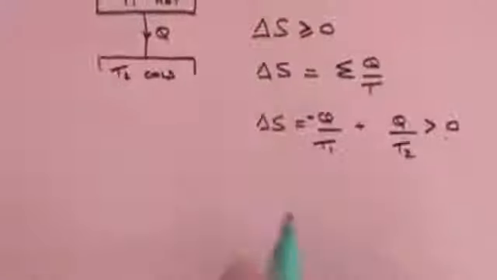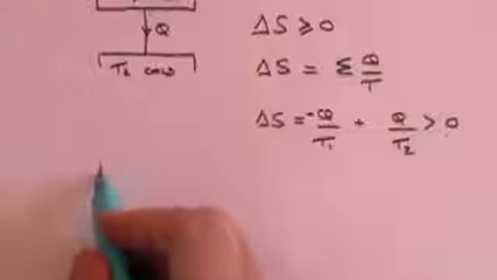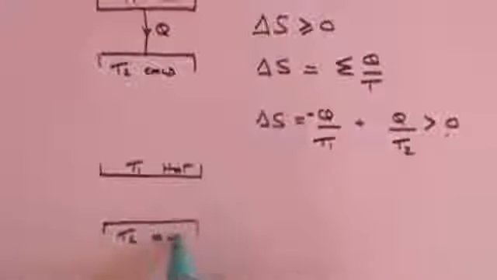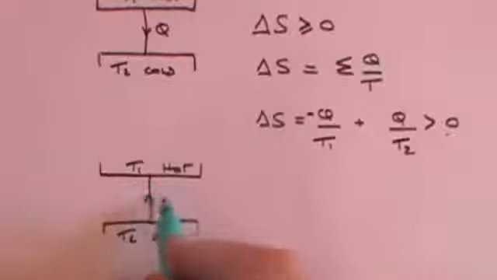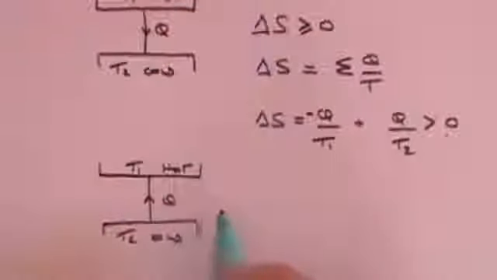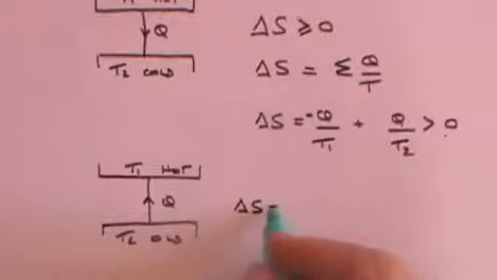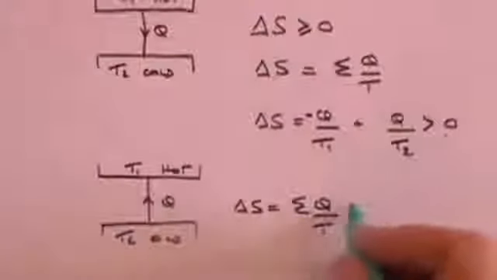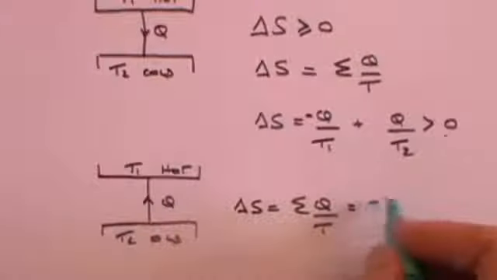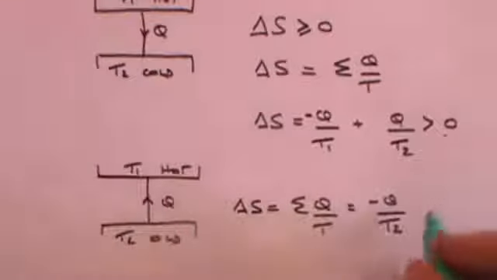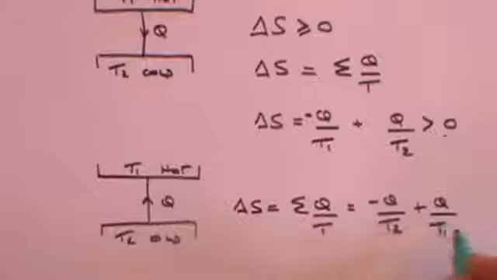But let's try it the other way round. Let's now take our hot bath and our cold bath, as we did before. But let's say, can we now move heat Q from cold to hot? Well, once again, delta S is going to be the sum of all the changes of Q over T. And that's going to be minus Q over T2, because that's coming out of T2, plus Q over T1.